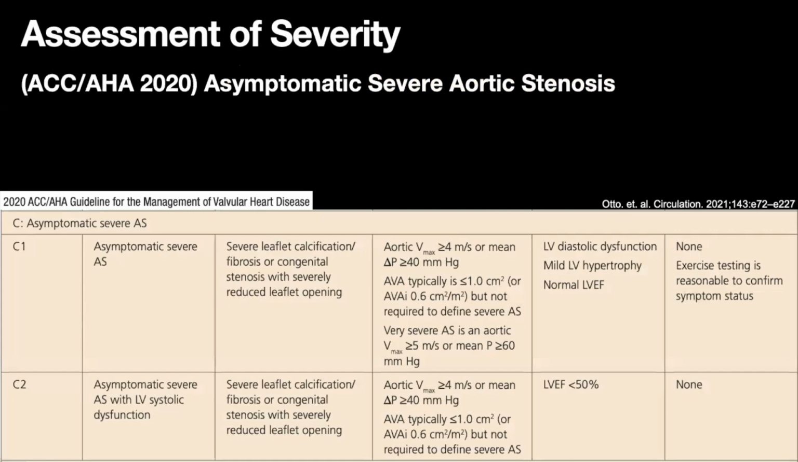This is stage C of aortic stenosis, and this is the asymptomatic severe aortic stenosis that we see in the guidelines. This is defined by a Vmax of 4 meters per second or more, and a mean pressure gradient of more than 40. The aortic valve area is typically less than or equal to 1 centimeter squared, or an aortic valve area index of 0.6, but this isn't required to define severe AS. And of course, stage C2 is the same, but with an EF of less than 50, and that comes back to indications for surgery.